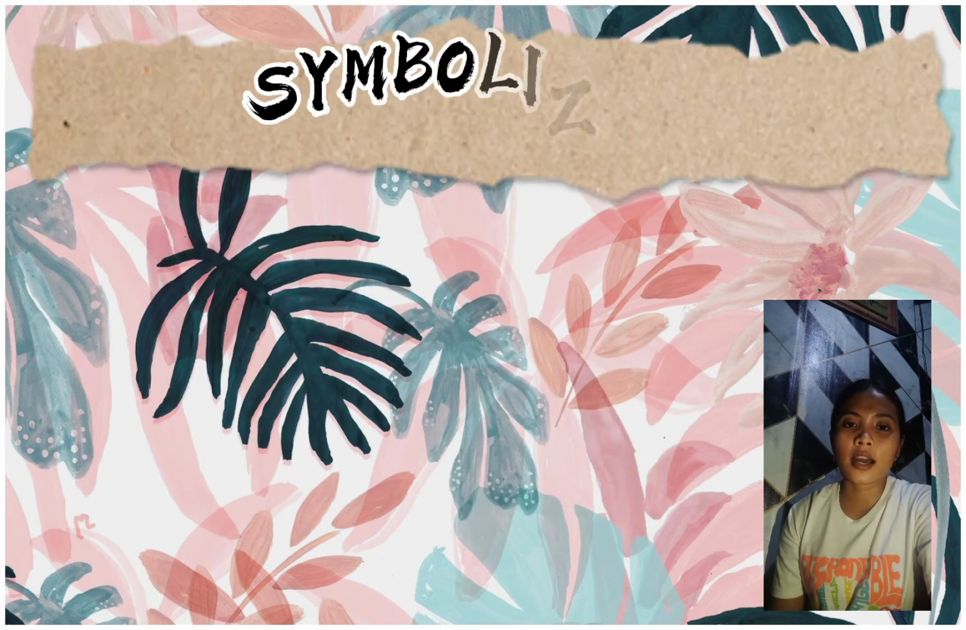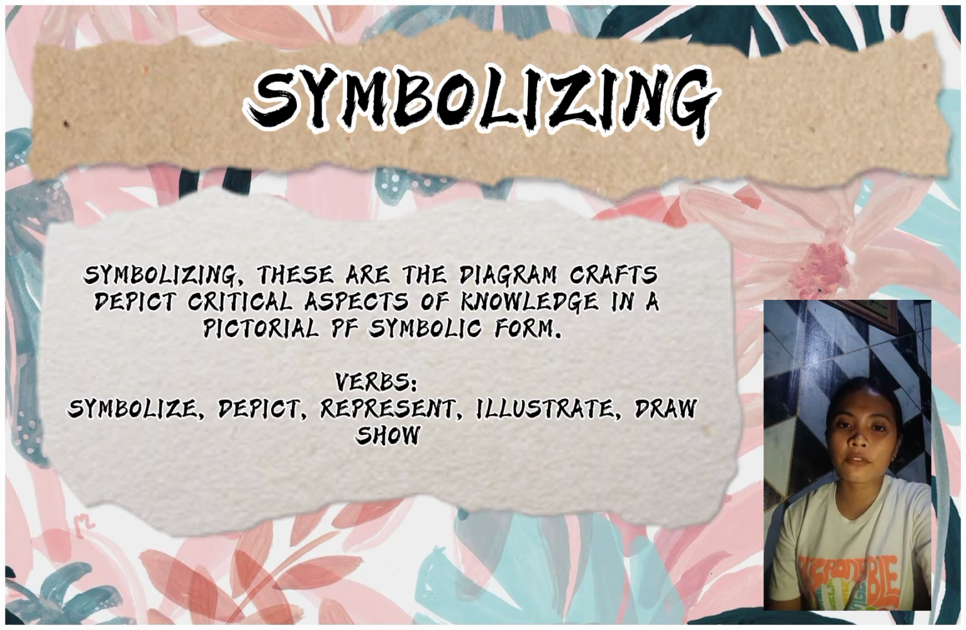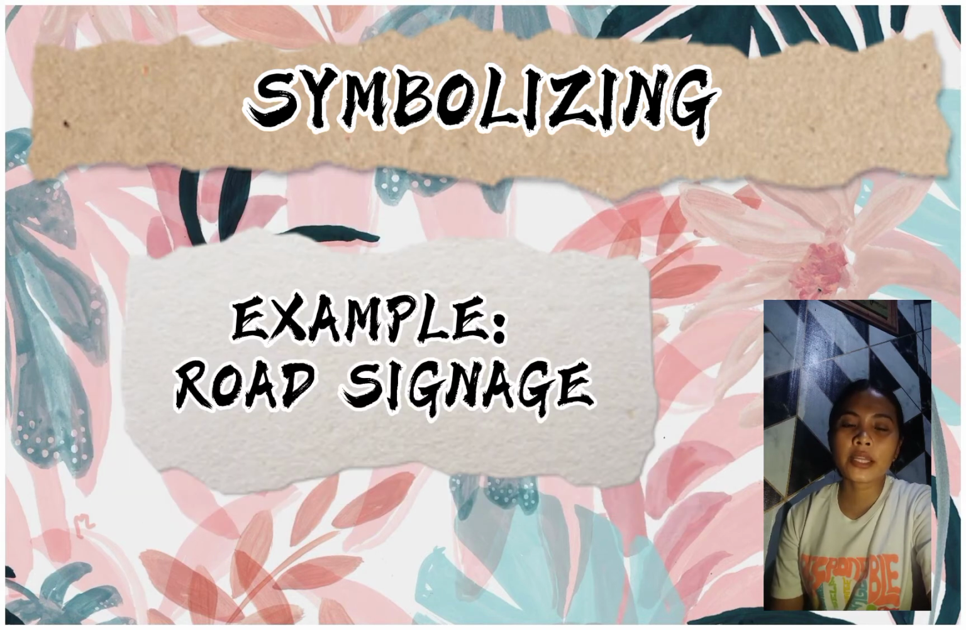The next is symbolizing. These are diagrams or crafts that depict critical aspects of knowledge in a pictorial or symbolic form. The outcome verbs are symbolize, depict, represent, illustrate, draw, show, and use models. An example is road signage. When we see a road sign like stop, no U-turn, and etc., that is an example of symbolizing, or a symbol.